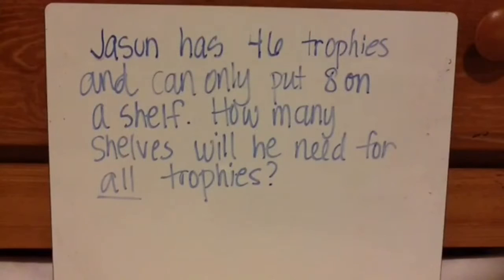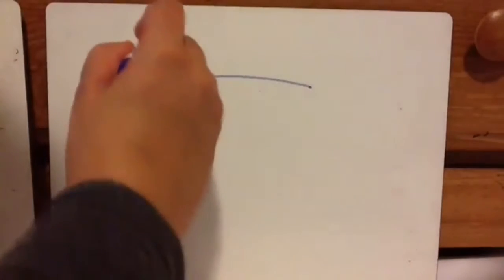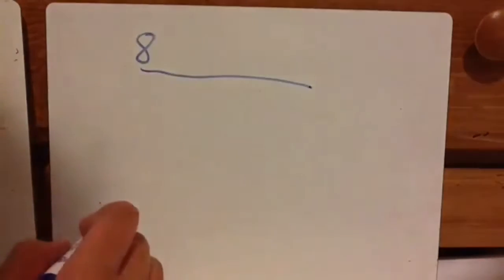So I'm just going to give you different word problems and I will show you how to solve them. It says Jason has 46 trophies and can only put 8 on a shelf. How many shelves will he need for all trophies? So, in order to solve this, I want you to visualize the shelves with the trophies. And I will also use manipulatives to help you solve. But we're talking a shelf and then 8 on that shelf, right?